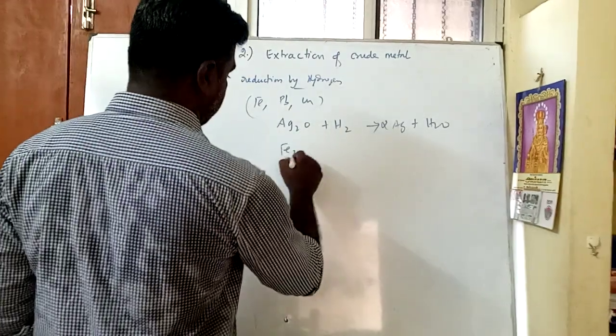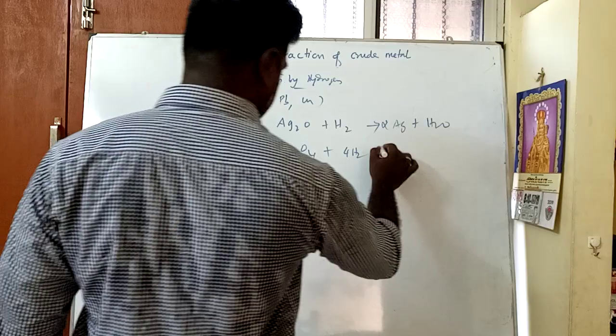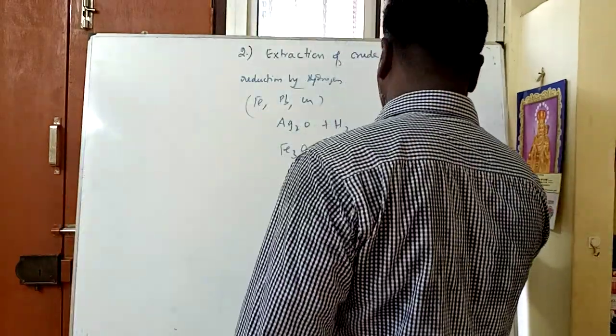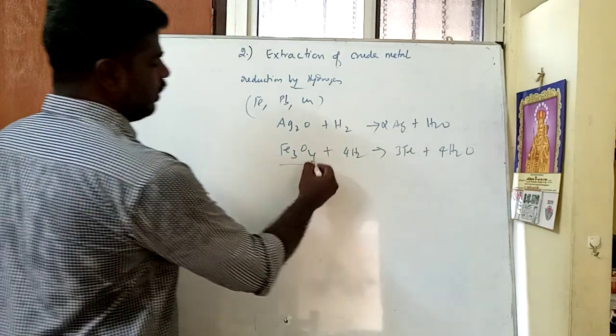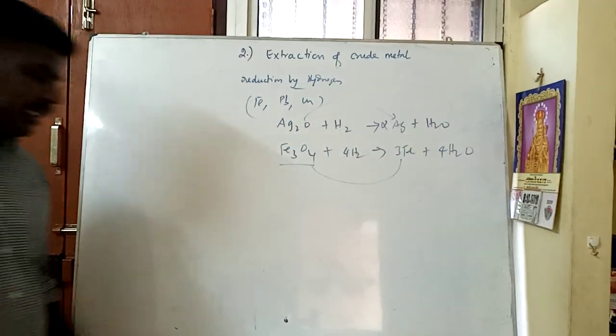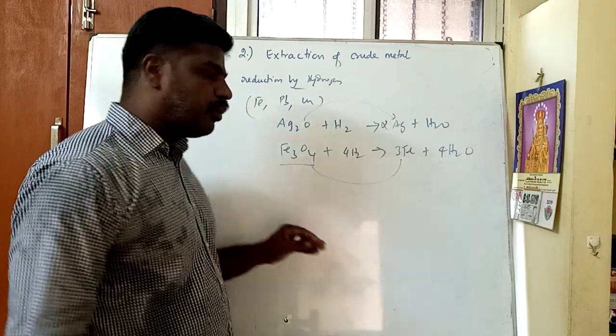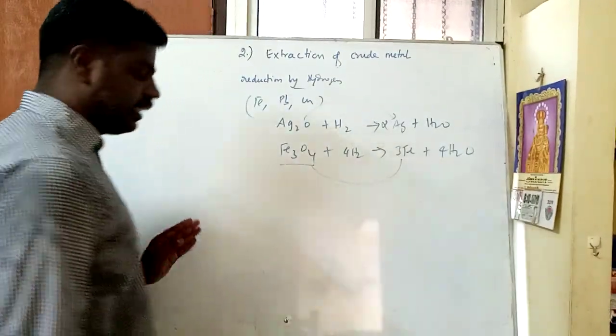One more example: iron oxide, Fe3O4, is reacted with hydrogen. We get 3Fe plus 4H2O. So here the metal oxide is reduced to metal by using hydrogen. In some cases, even carbon monoxide may be mixed with hydrogen to reduce metal oxide to metal.